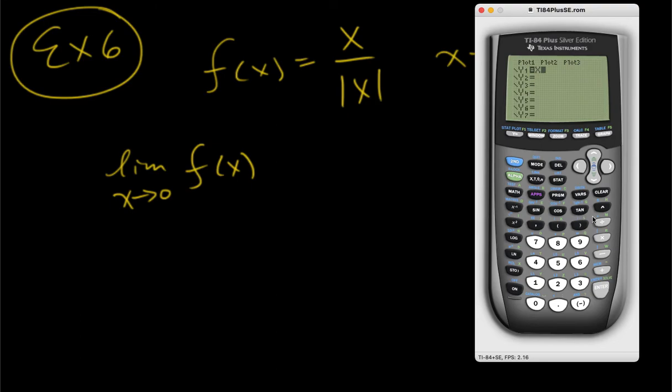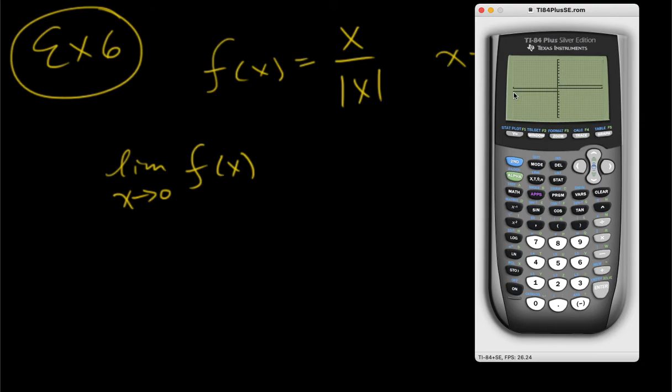So we just have x divided by, I've got to find absolute value. No, that's not what I wanted. Second. Catalog, absolute value is the first one. So it looks like that. Graph it.